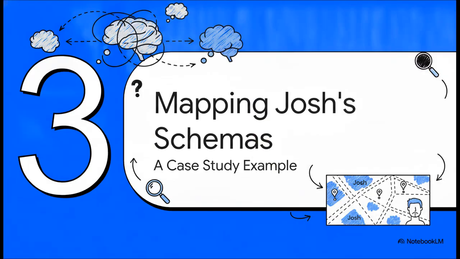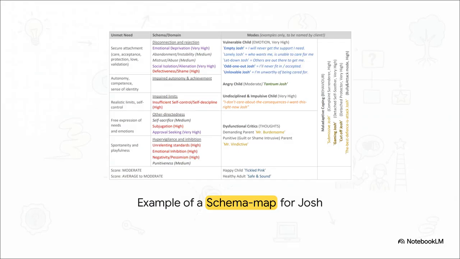All right, Section 3, Mapping Josh's Schemas. Let's look at a case study example to see this in action. This is exactly what you build after scoring Josh's tests. It's like a giant puzzle coming together. On the left side, we see his unmet needs, like a severe lack of secure attachment. In the middle, we see how that birthed specific schemas, like emotional deprivation and social isolation, which scored really high for him. And then on the right, we see the modes, the actual tangible behaviors and emotional states those schemas trigger today. It's a complete, unbroken chain of cause and effect.